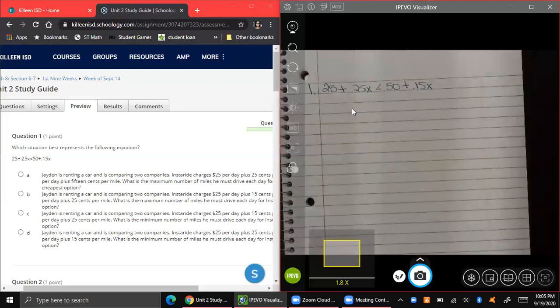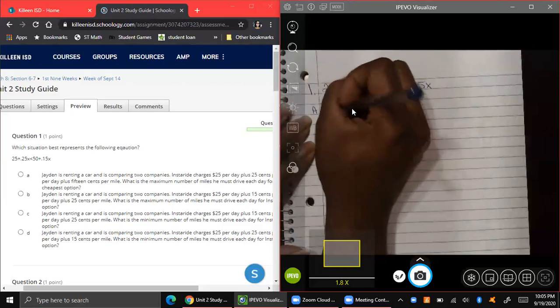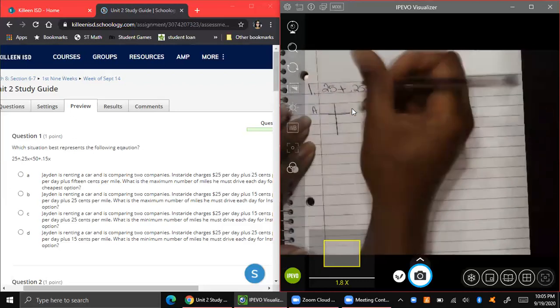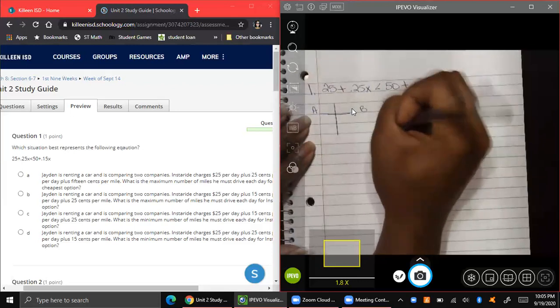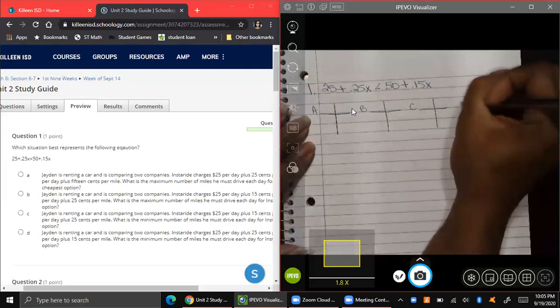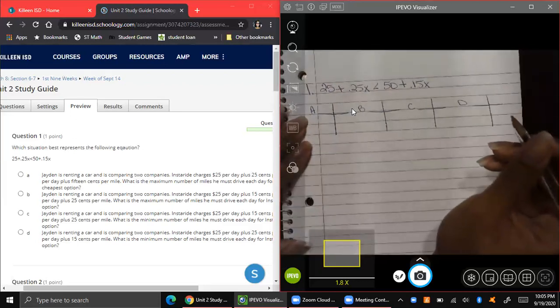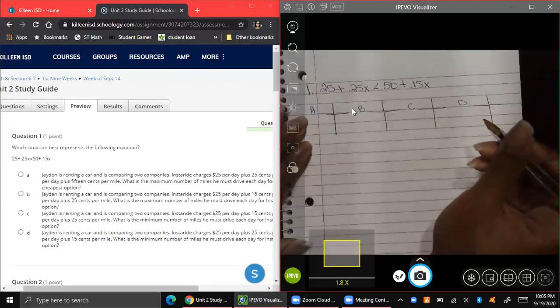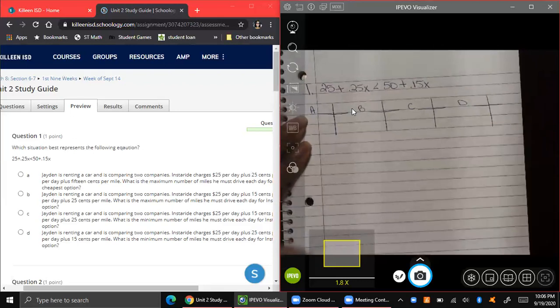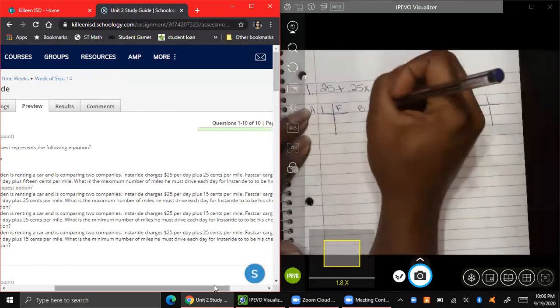So, option choice A says Jaden is renting a car and comparing two companies. InstaRide, so for A, I'm going to go ahead and set this up. And then we have B, C, and D. It's our 4 answer choices. Each one is comparing InstaRide as well as Fast Car. I'm going to abbreviate: I for InstaRide and F for Fast Car.